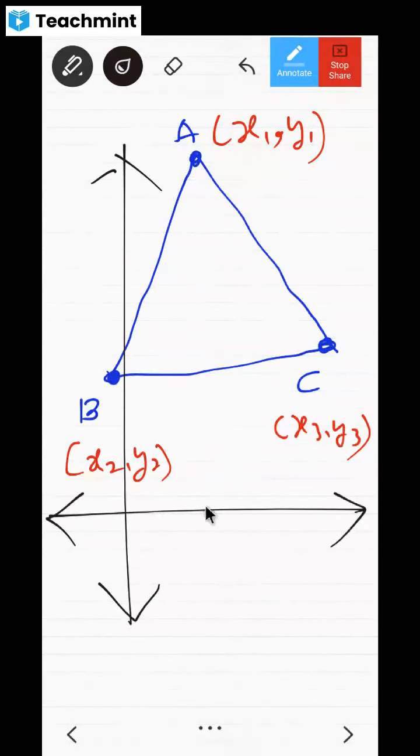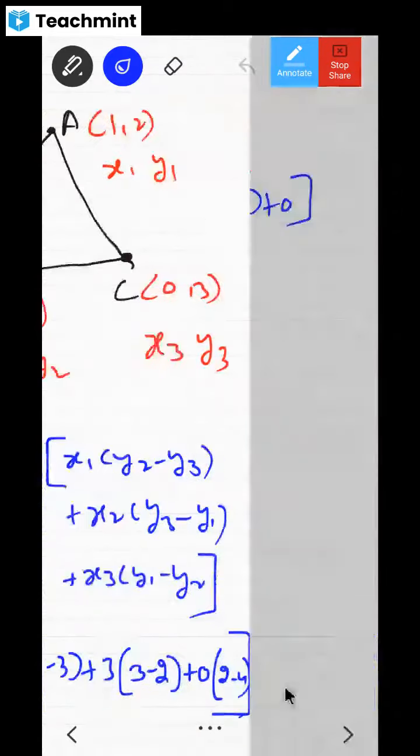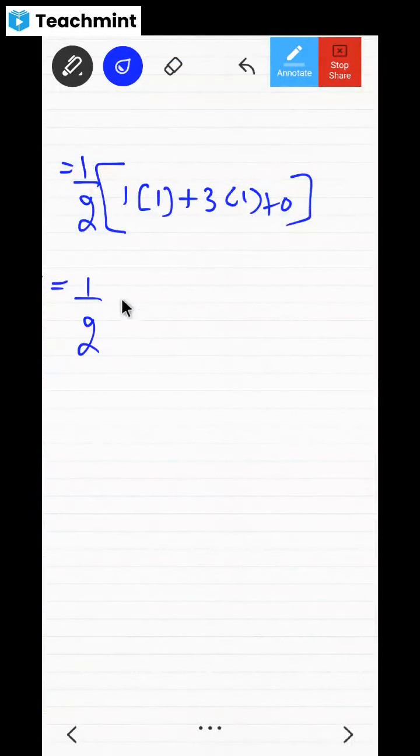Okay, fine. So now if you have written like this, just carry forward the calculation. It becomes 1 by 2 bracket. 1 into 4 minus 3 is 1, plus 3 into 3 minus 2 which is 1, and next is 0 only. Basic calculations. Now it becomes 1 by 2 bracket 1 plus 3, so 1 by 2 into 4.